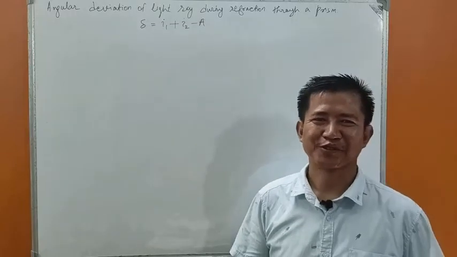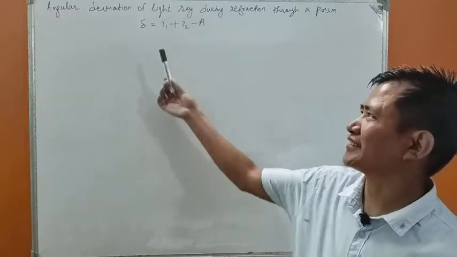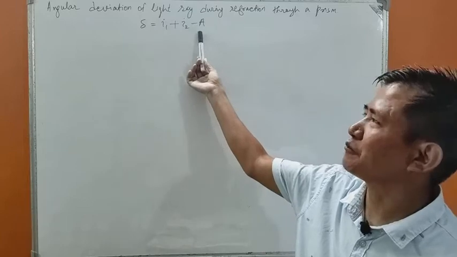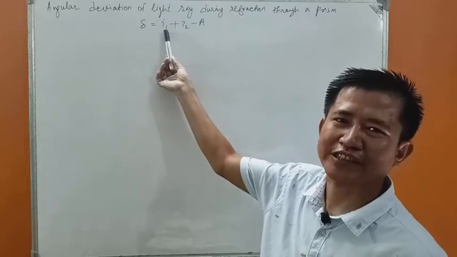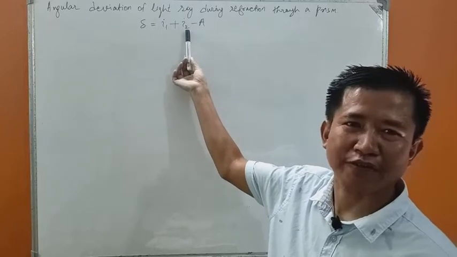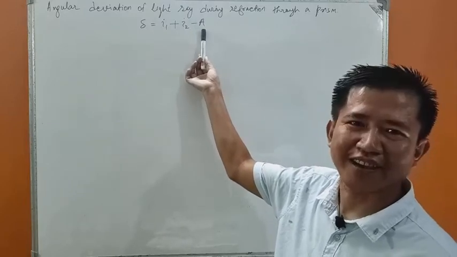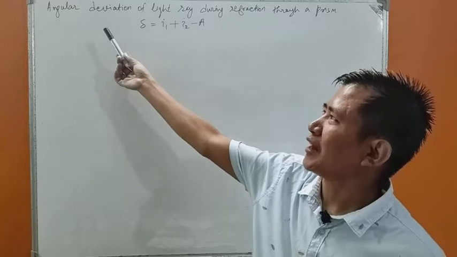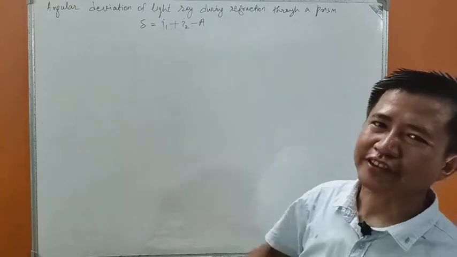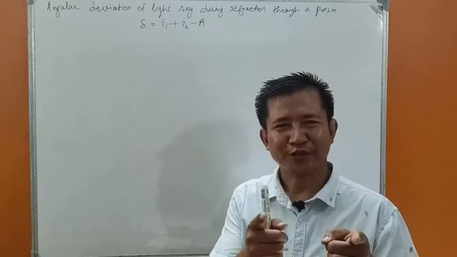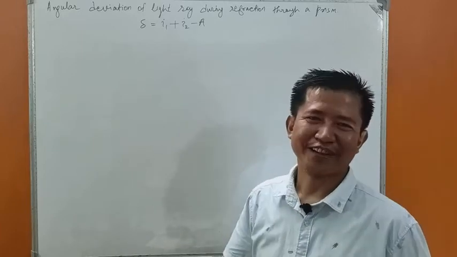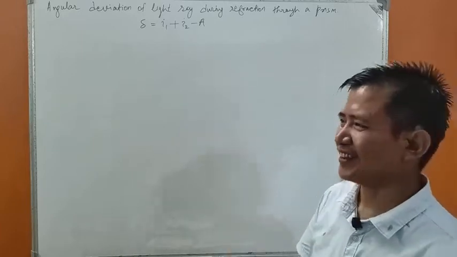Hello students, in this video we will prove the relation delta equals I1 plus I2 minus A. Delta is the angular deviation, I1 is the angle of incidence, I2 is the angle of emergence, and A is the angle of prism. We will look at the angular deviation of a light ray during refraction through a prism. Make sure you watch this video till the end and you will learn to derive the relation. Okay, so let's begin.